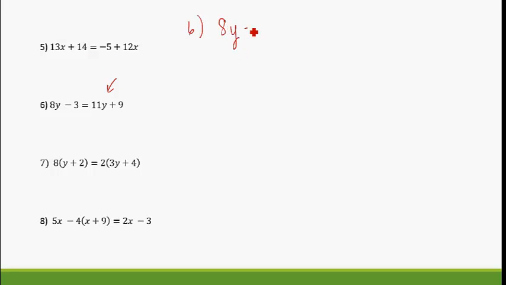So I have 8y minus 3 equals 11y plus 9. These are all very similar. This one turns out just a little bit different, so I want to make sure that I do this one for you. Okay, so in this problem, on the left-hand side, this cannot be simplified any further. On the right-hand side, this cannot be simplified any further. So I want to move my variable terms to one side and my constant terms to the other. Again, consistently, I always move my variable terms to the left-hand side and my constant terms to the right-hand side.